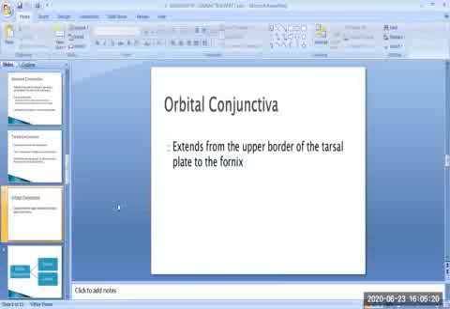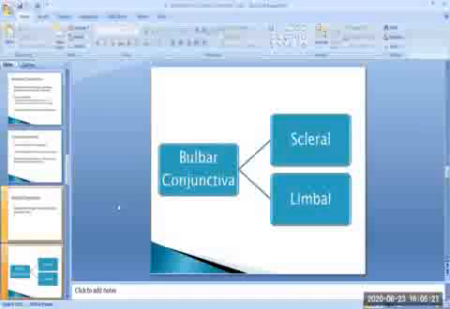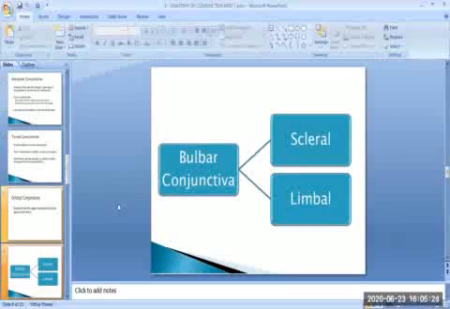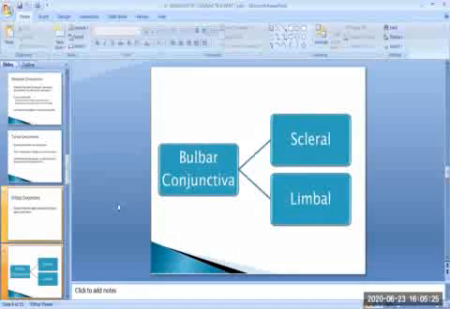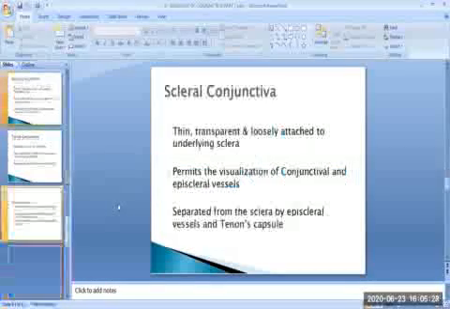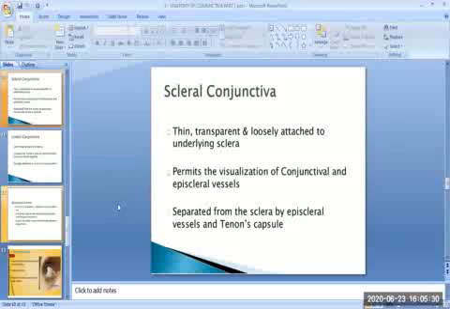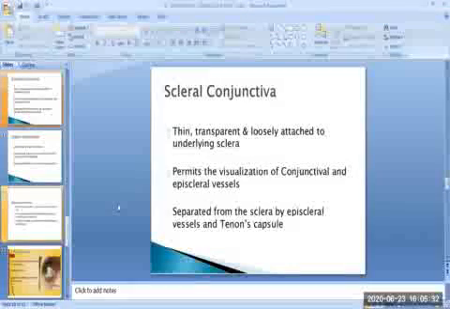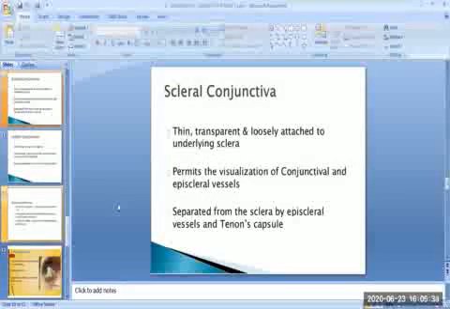Then we have the bulbar conjunctiva. It has two parts: scleral conjunctiva and the limbal conjunctiva. The scleral conjunctiva is thin, transparent, and loosely attached to the underlying sclera. It permits the visualization of conjunctival and episcleral vessels. It is separated from the sclera by the episcleral vessels and Tenon's capsule.